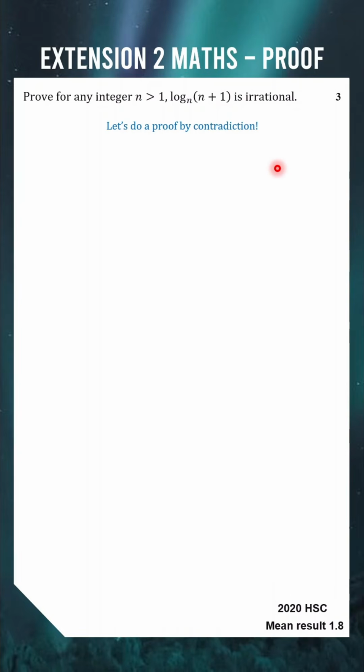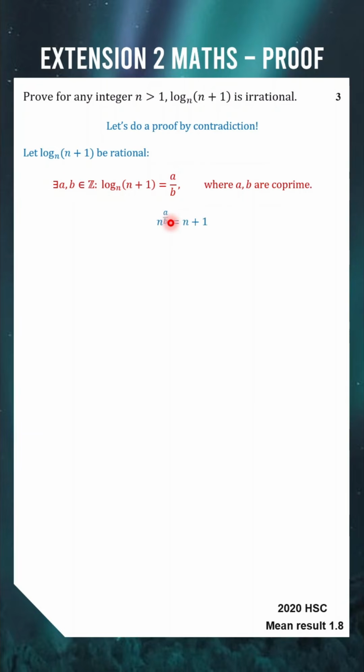So we're going to start off by assuming the opposite, and we're going to say, what if this thing is rational? If you want to show that something's rational, it means you can write it as a fraction using whole numbers. So the way we write that is we're going to say there exist two whole numbers, a and b, such that log base n of n plus 1 is equal to a over b. I also like to mention that a and b are co-prime, which means that this fraction is already simplified. Co-prime means they have no common factors. And now the goal for 3 marks is to explain why this makes no sense.